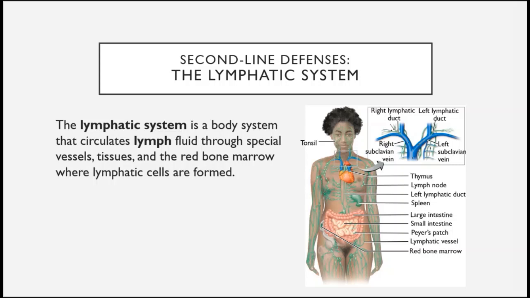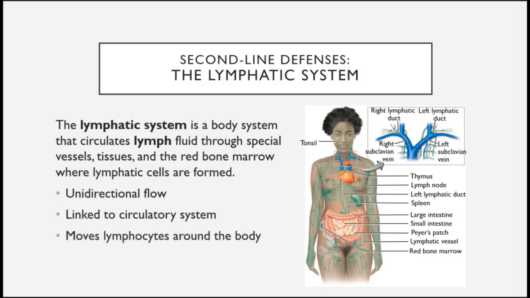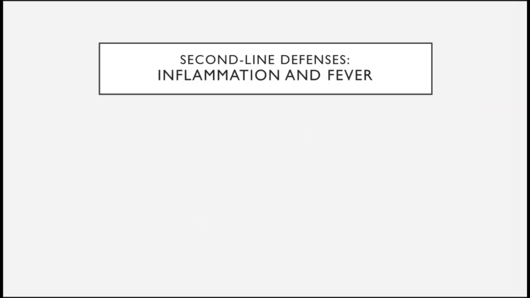Different properties that you should be aware of when it comes to the lymphatic system are that it has a unidirectional flow, it's linked to the circulatory system, it moves lymphocytes around the body, and the B cells and T cells are activated in the lymph nodes. And blood plasma can become lymph fluid and vice versa. Let's now move the discussion of second-line defenses to inflammation and fever.